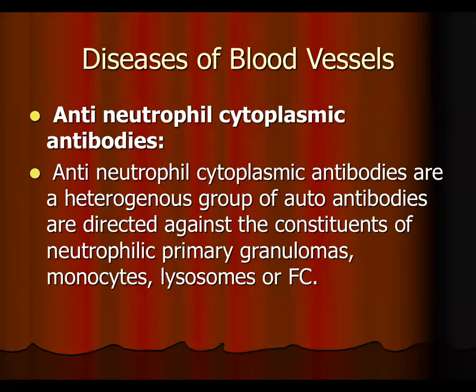Now, the anti-neutrophil cytoplasmic antibodies, ANCA. It is a heterogeneous group of autoantibodies, and they are directed against the constituents of the neutrophils, monocytes, lysosomes and a few receptors. So these are the autoantibodies that can be present in different types of vasculitis.